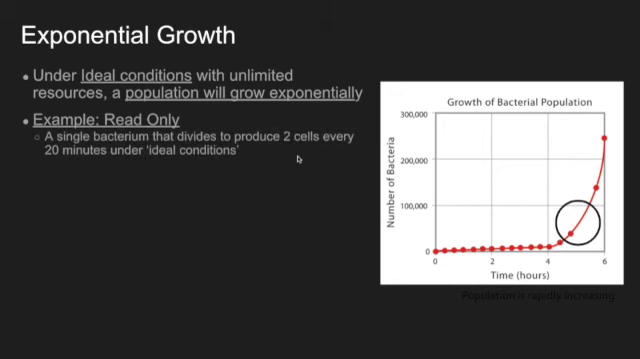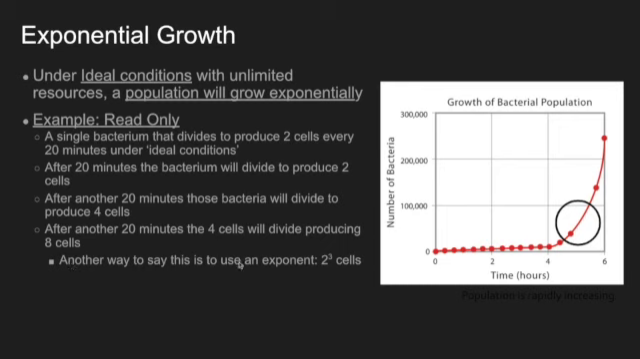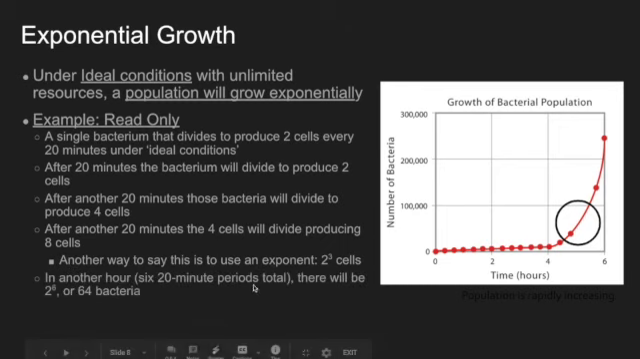So basically, if you have one bacterium, it produces 2 cells every 20 minutes under ideal conditions. After 20 minutes, it'll divide and produce 2. After another 20, it'll divide and produce 4 because you have 2 dividing to 4. Then those 4 will divide and produce 8. Basically it's using it as an exponent. In another hour, 6 20-minute periods total, there'll be 2 to the 6th or 64 bacteria. And that's kind of where you're hitting that increase. Once you get up past 4 hours, you are going to exponentially increase because you just have so many that are dividing and reproducing.